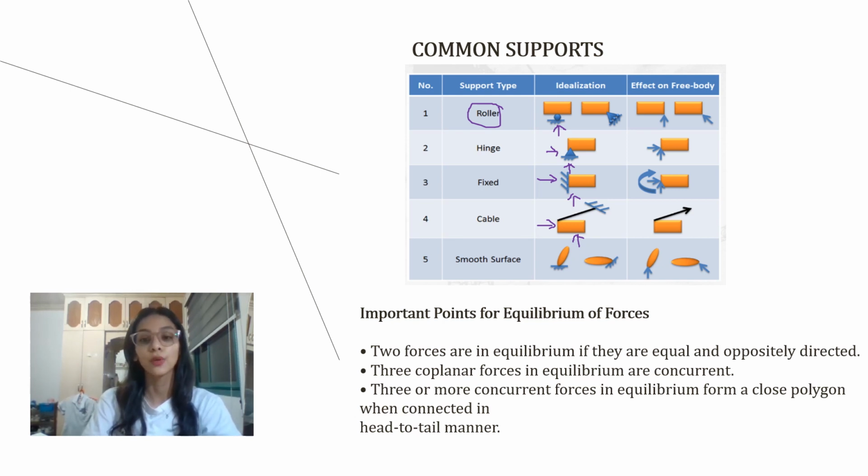So the important points of equilibrium of forces are: 2 forces are in equilibrium if they are equal and oppositely directed. And 3 coplanar forces in equilibrium are concurrent. And lastly, 3 or more concurrent forces in equilibrium form a closed polygon when connected in a head-to-tail manner.